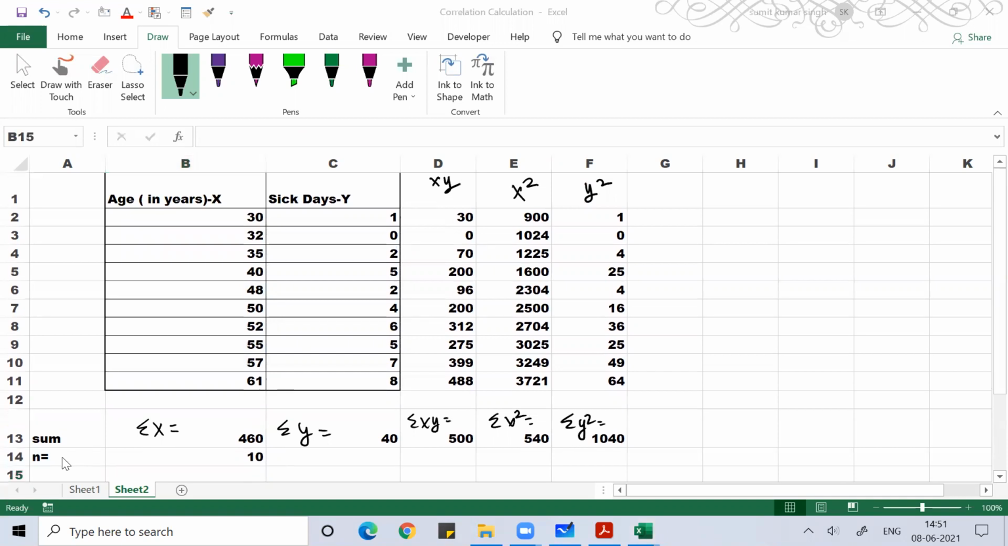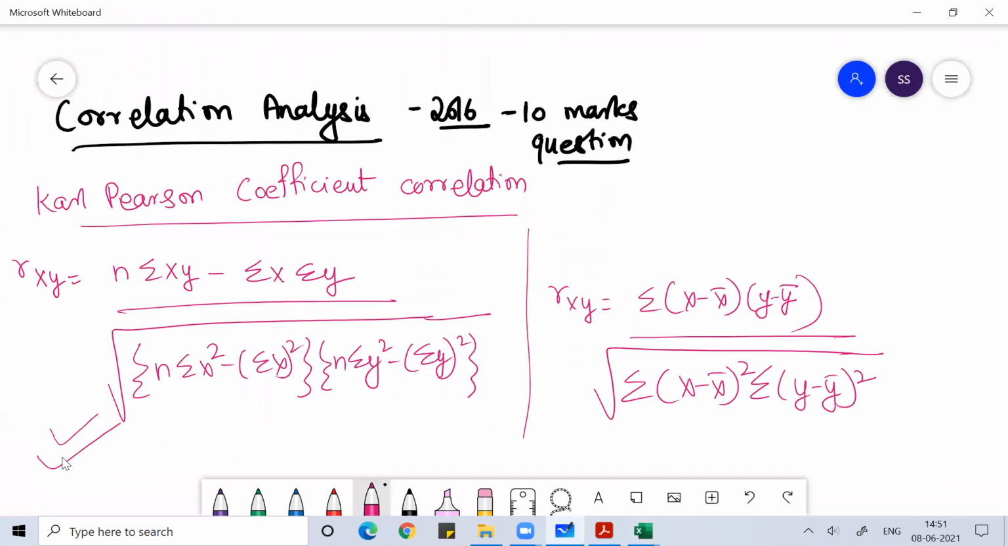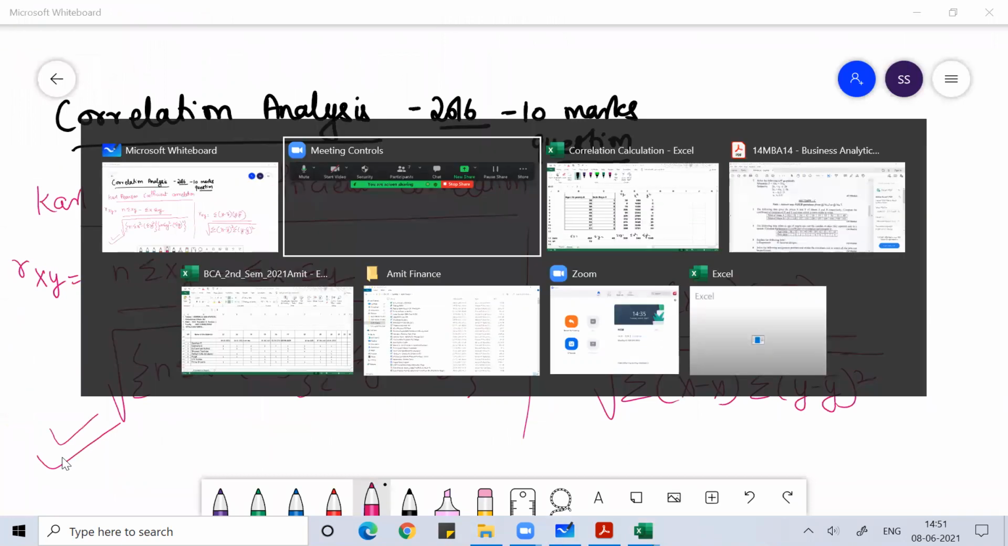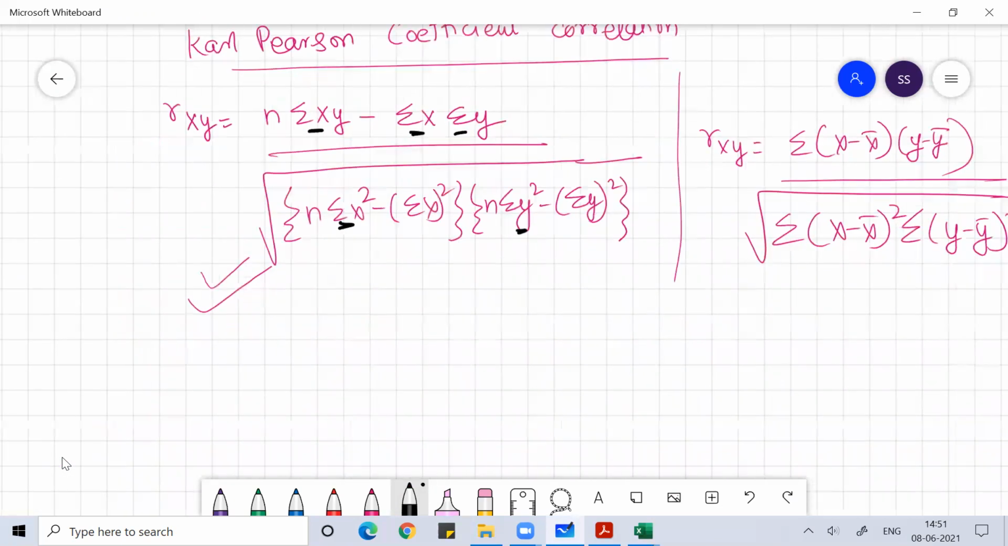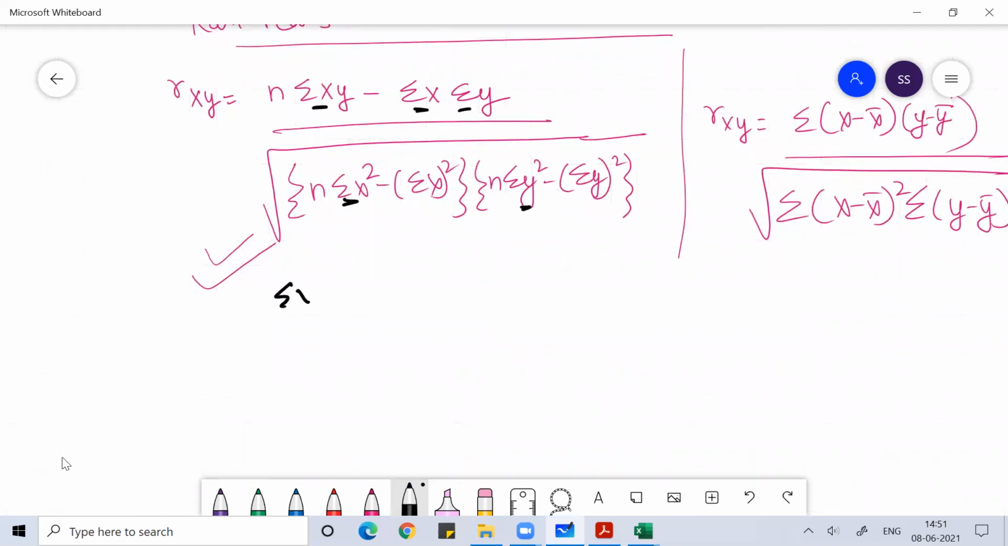Sum of x, sum of y, sum of xy, sum of x square, sum of y square, I got all of them. I just need to substitute everything in the formula and I'll get the answer. So you can see, guys, your sum of xy here, in the exam you do it in your notebook.